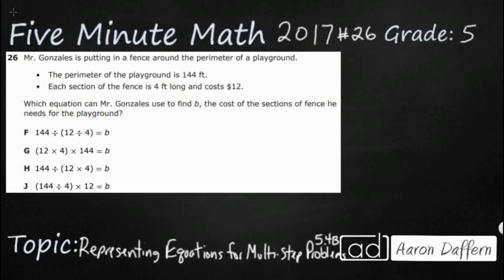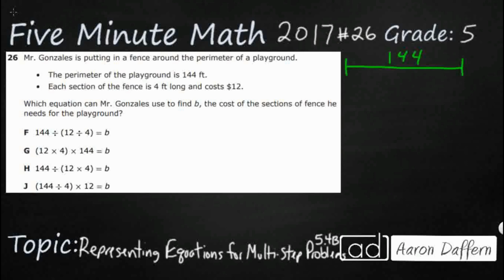So we have Mr. Gonzalez. He's putting up a fence around the perimeter of a playground. So the perimeter of the playground is 144 feet. So let's just draw a strip diagram here. Also draw a picture. That might help us a little bit. I'm going to kind of do both at the same time.